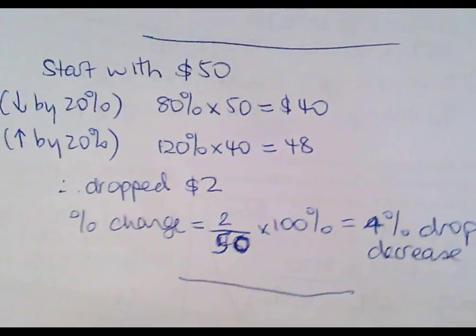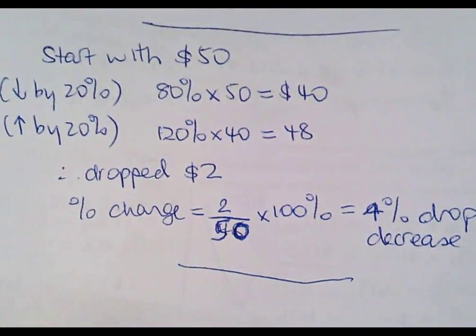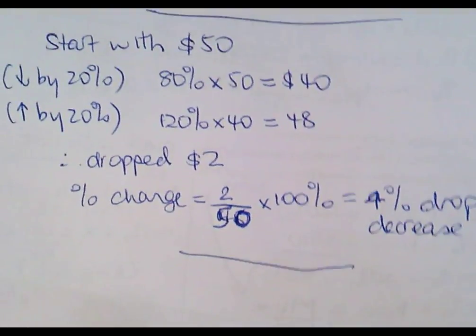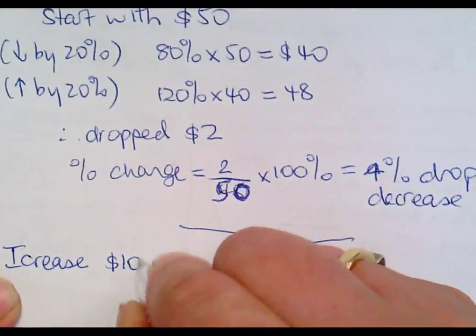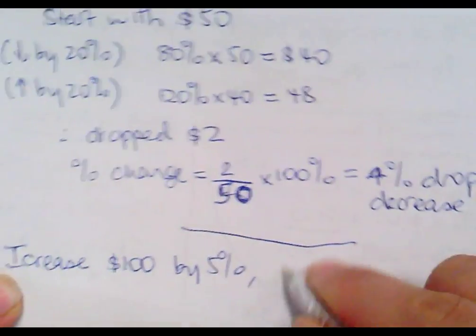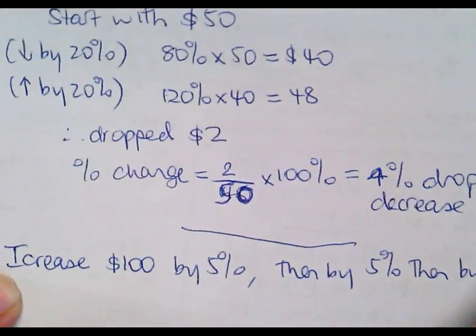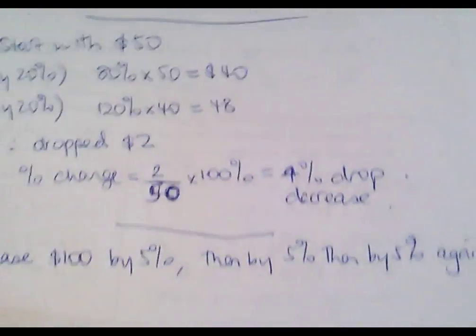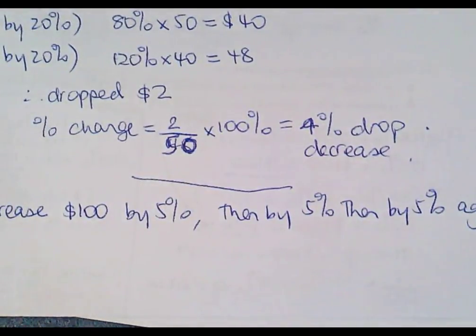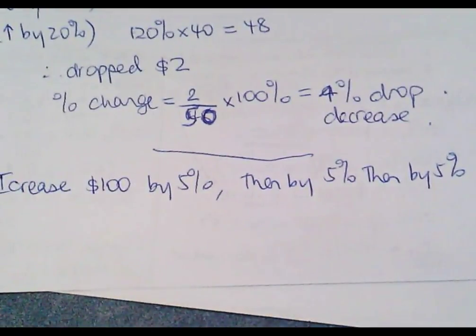Now, I know you don't have this last one on your sheet, but they asked you to increase or decrease by 3 percentages in a row. I'm going to do a quick example. Increase $100 by 5%, then by 5%, and then by 5% again. Okay, ladies, last question. You can do it all in one step.